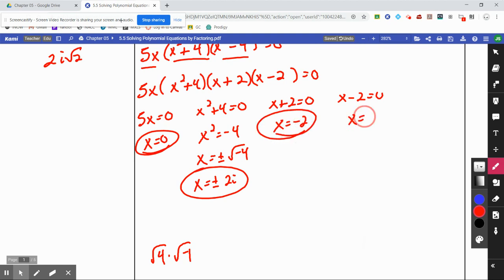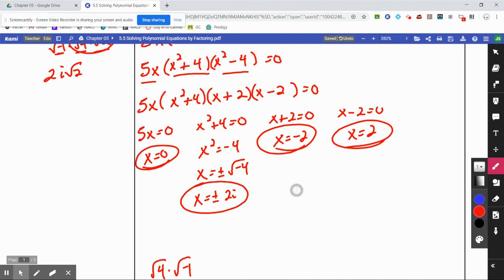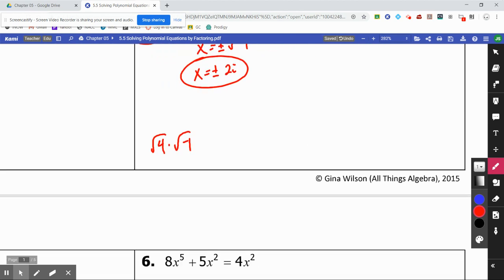Move the 2 over, gives you x is positive 2. That is your 5th root. Now just to show you, had you stopped here, moved the 4 over and done plus and minus the square root of 4, you would have got the exact same 2 roots as you did with factoring.